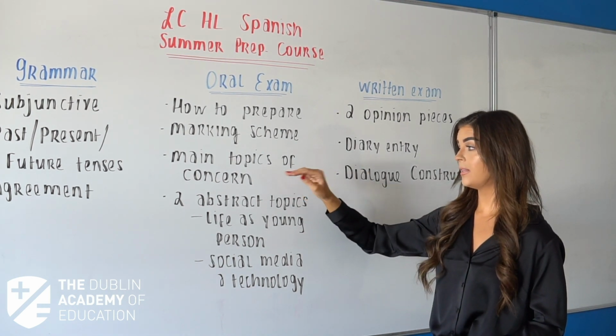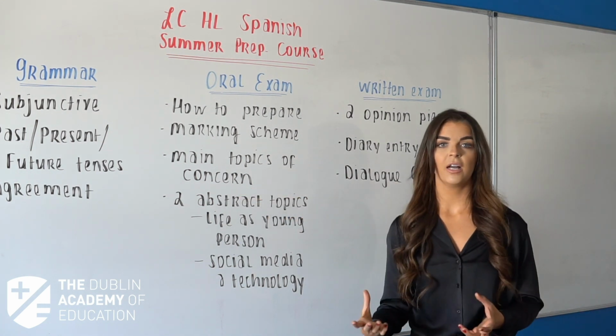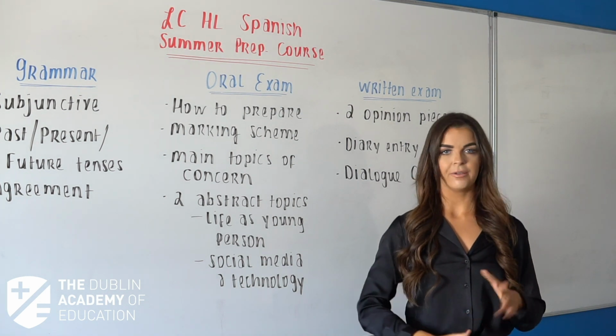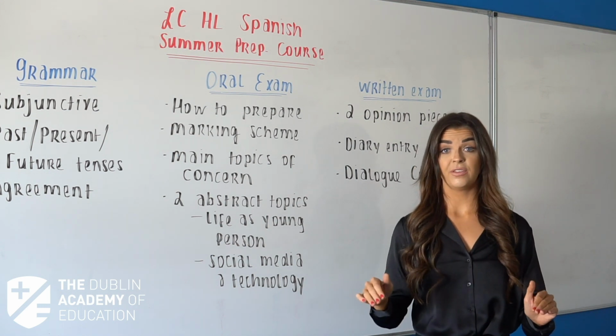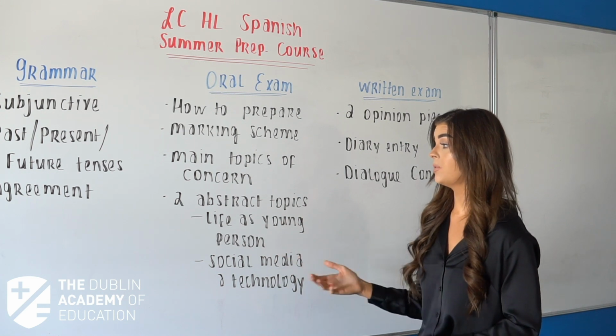And then we're going to look at the main topics of concern. What I mean by that are things that are going to make up the bulk of the conversation. So things like yourself, your family, your area, your house, your school, the easy stuff. We're going to have them all sorted before you go into 5th or 6th year, so that you're going to be a little bit of a step ahead of maybe some of your classmates, which is good.